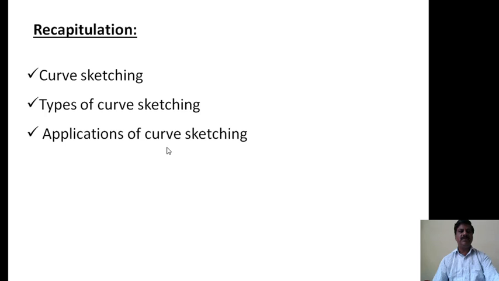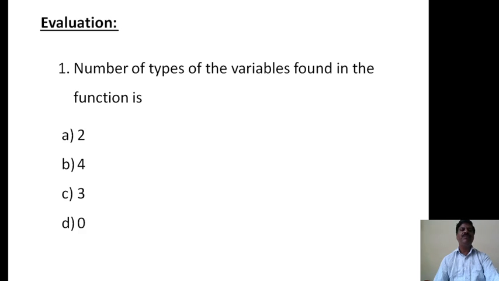Now I will ask some questions regarding this session. You have to give the correct answer. The first question: the number of types of variables found in a function is? Option a is 2, b is 4, c is 3 and d is 0. I will give just 10 seconds for the answer.